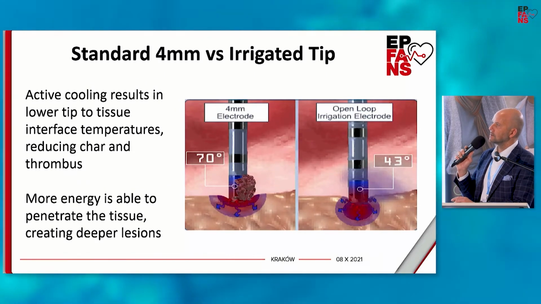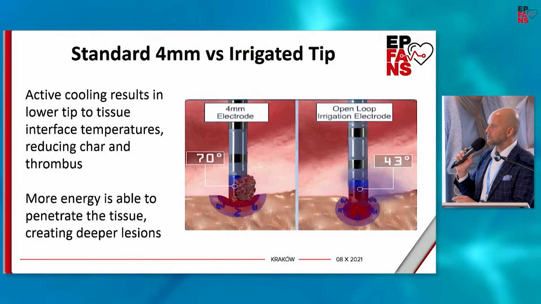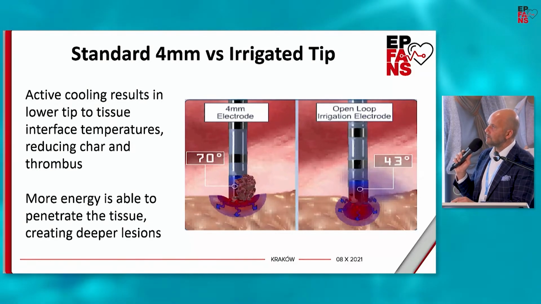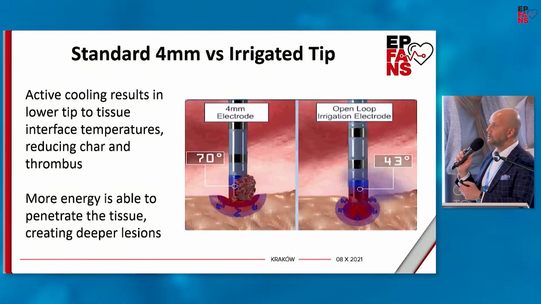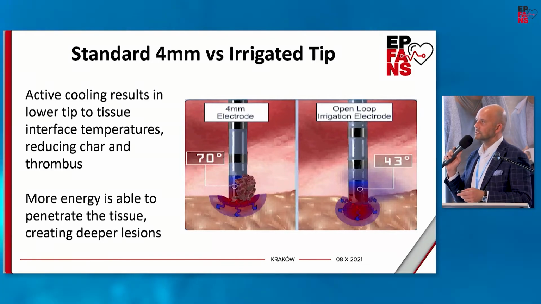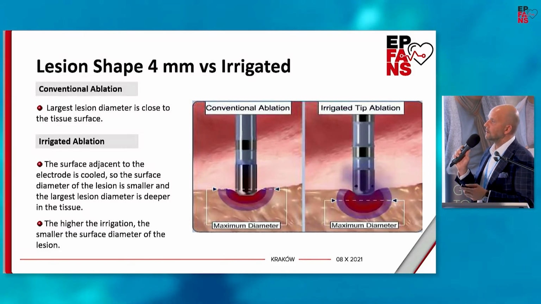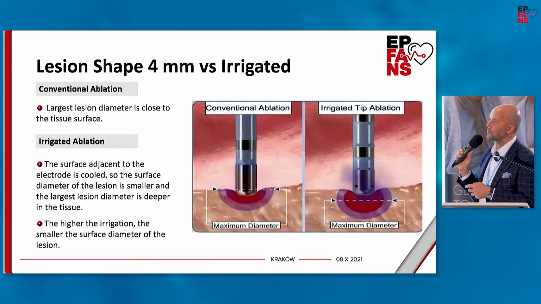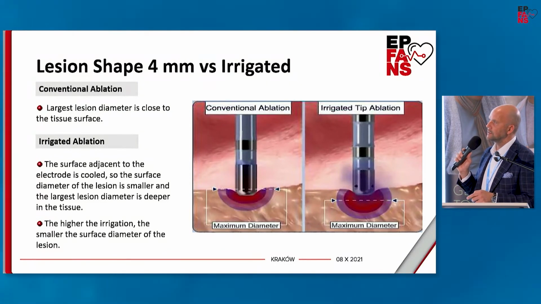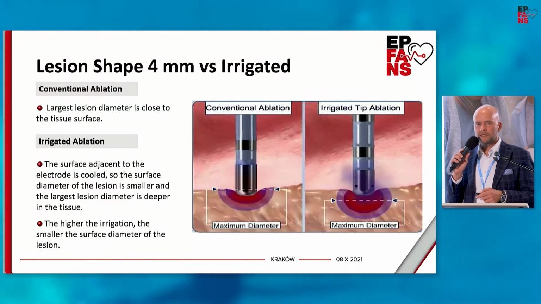In summary, comparing a 4 mm conventional catheter to a cool tip catheter with cooling, we achieve thrombus and char formation risk reduction, and higher power delivery. Of course, under 4 mm, we lose the control, so that's the lower limit of the tip of the catheter size. Another parameter, the lesion size, the lesion shape.